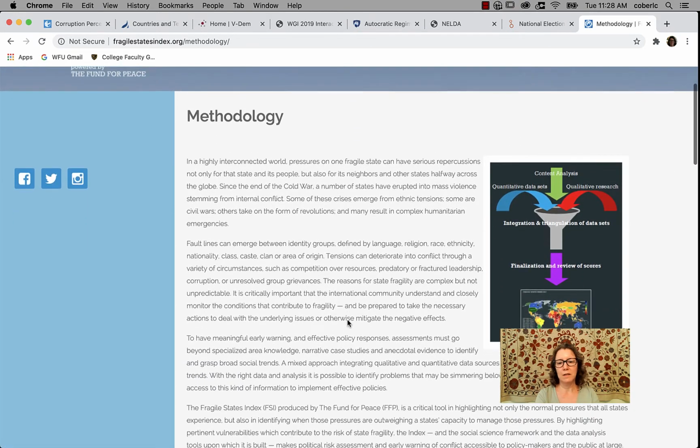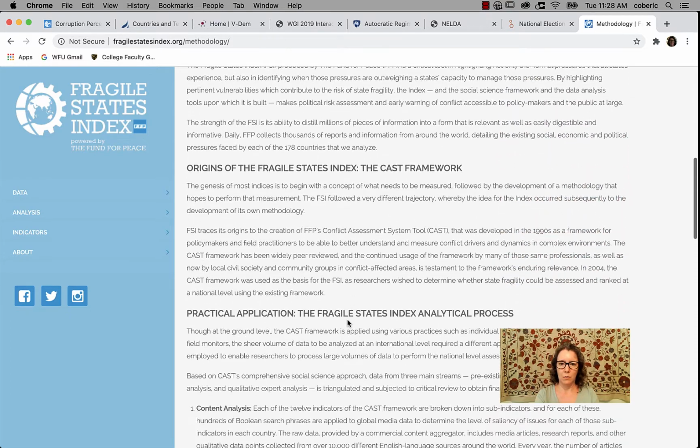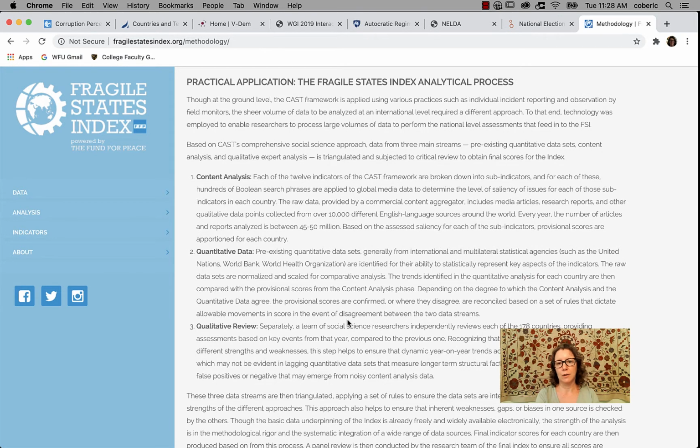What the Fund for Peace has provided here is a description of why they use a particular methodology, and then this is where they get into what they actually do. Now, this methodology has some strengths and some weaknesses. What they describe here is a 3-stage process for how they get information.